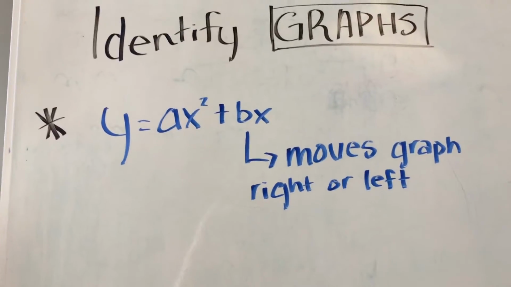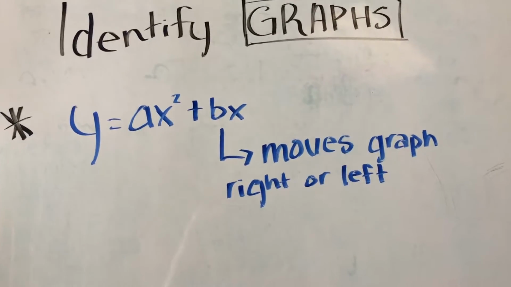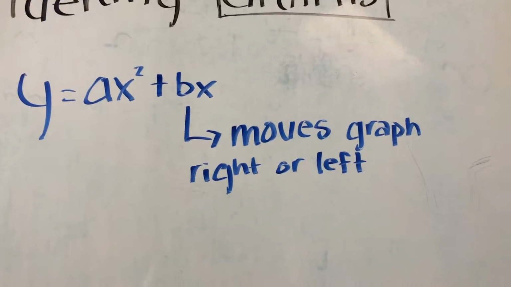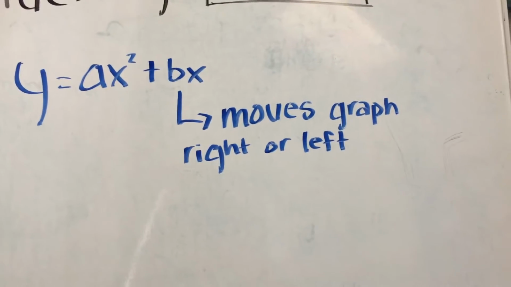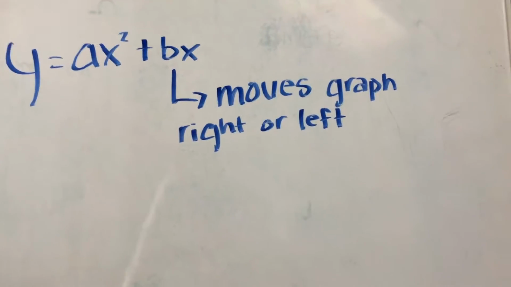For the equation y equals ax squared plus bx, the a does the same thing, whereas the bx moves the graph left or right because it's an x-intercept and not a y-intercept, which moves the graph up or down.